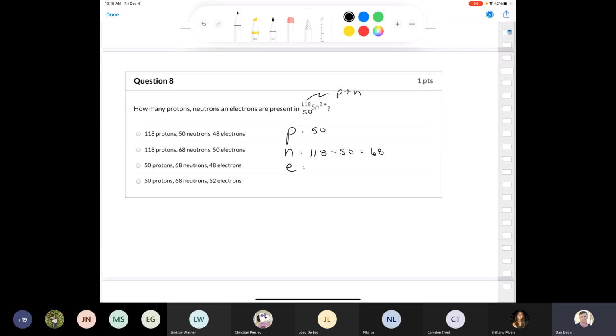And then for electrons, well, if I had tin with no charge, I'd have 50 electrons to balance out the 50 protons. But if I've got a 2 plus charge, that means I've lost 2 electrons. That would be 50 minus 2, which equals 48. So 50, 68, and 48. Is that one of the answers? Yeah, this one right here. 50 protons, 68 neutrons, and 48 electrons.